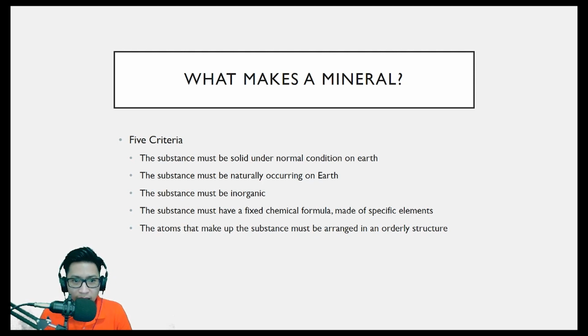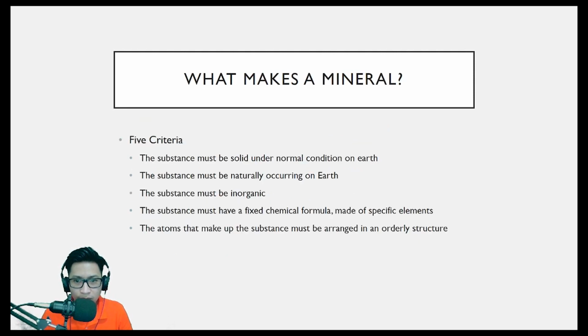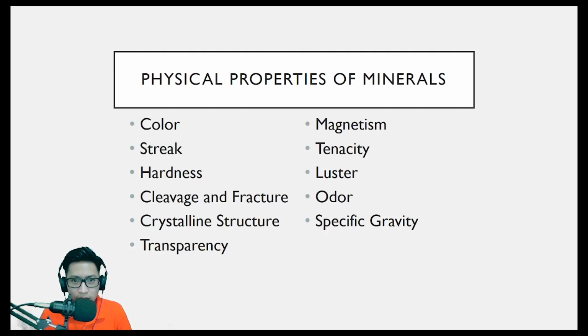The next one is that the atoms that make up the substance must be arranged in an orderly structure. That is the reason why the minerals have their physical properties. Different physical properties such as color, streak, hardness, cleavage, fracture, crystalline structure, transparency, magnetism, tenacity, luster, odor, and specific gravities. All of these physical properties are concerned about the arrangement of their atoms. And in this video, we will explore all of the physical properties of a mineral.